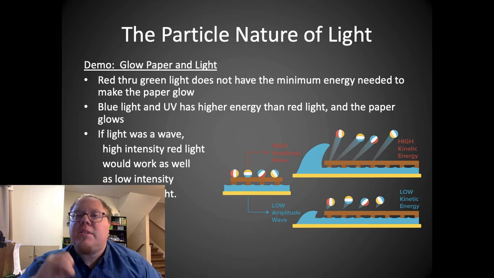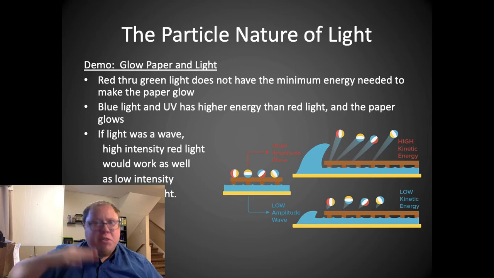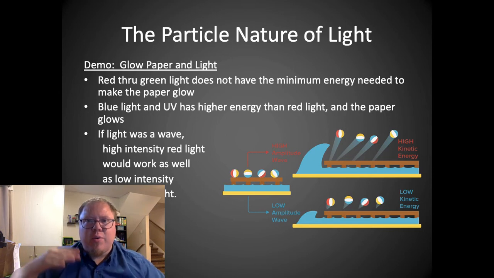We do not see the red light ever make the glow paper glow. Right? I could use the brightest, most intense red light in the world, and it would still not affect that glow paper, no matter what. All right? So we know it's not about the amount of energy there, basically amplitude doesn't apply to light, which doesn't quite make sense if we're talking about it.